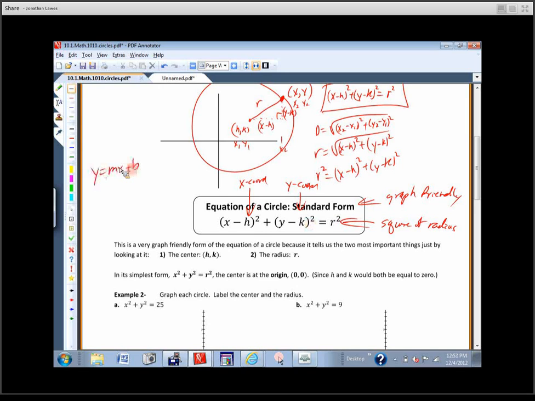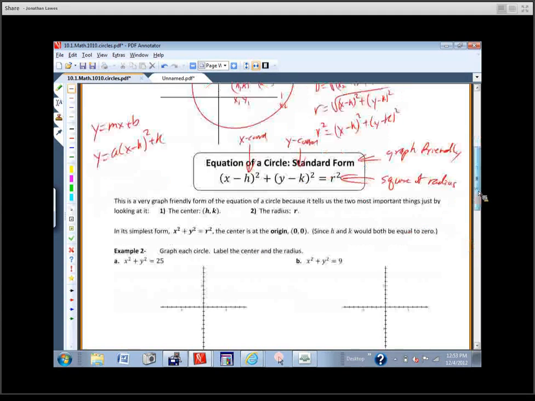I'm going to give you a linear equation in slope-intercept form. That's a very graph-friendly form. Or saying, I'm going to give you the equation of a parabola in vertex form. Again, a very graph-friendly form. So this is a graph-friendly form for a circle.